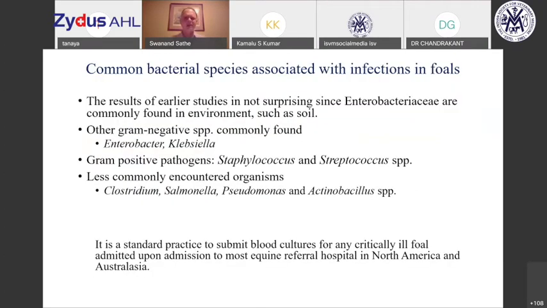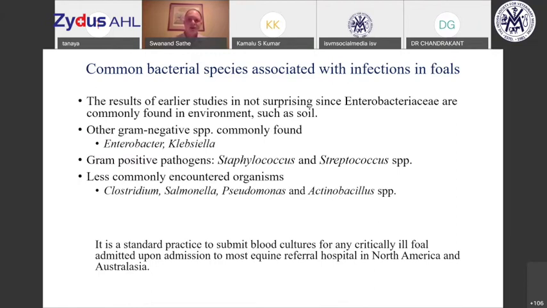And this is not surprising because E. coli is found pretty abundantly. It's found in soil, it's found in the environment. And if these foals are housed in unhygienic conditions, then they tend to become more susceptible to E. coli infections, especially if the umbilical cord is not disinfected or treated well.